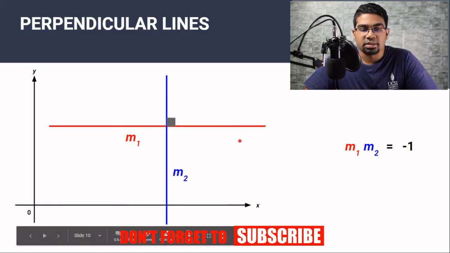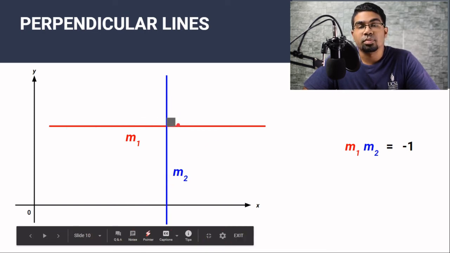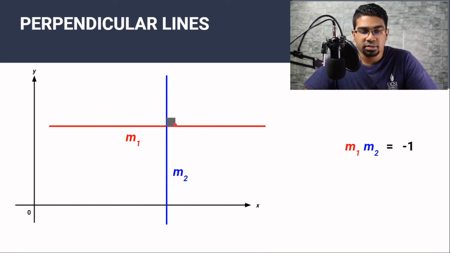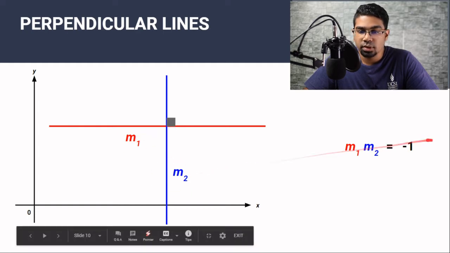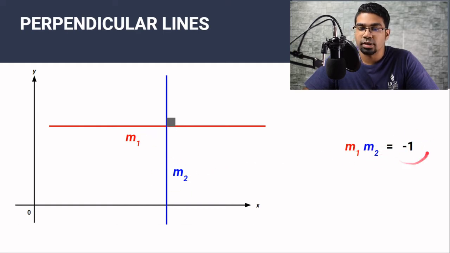Perpendicular lines look like this. The angle that is formed between the lines is 90 degrees. And the product of the gradients of the two lines, that means m1 times m2, is equal to -1. As long as the product of the two gradients of the lines is equal to -1, they are perpendicular.